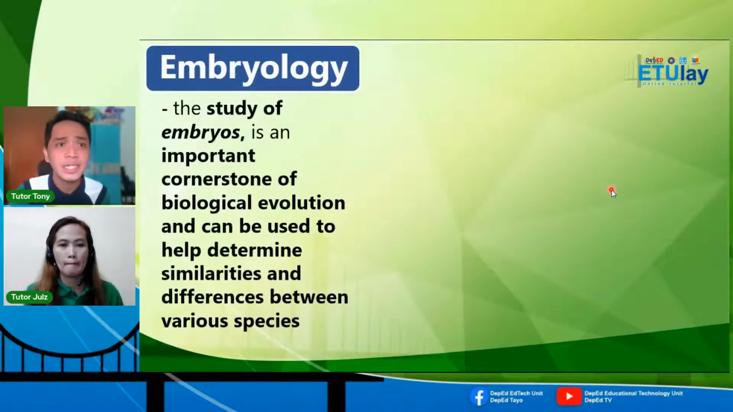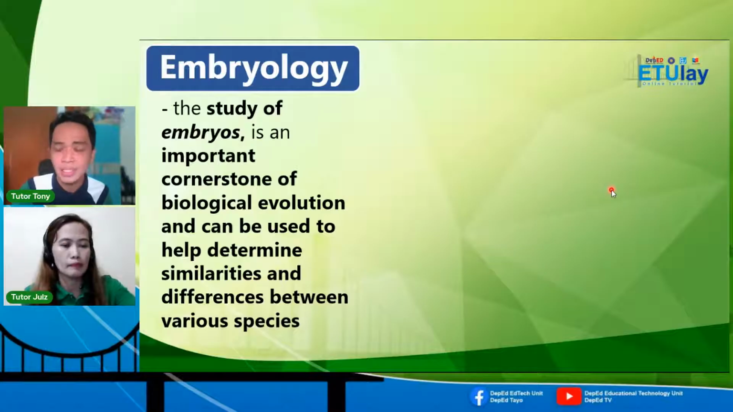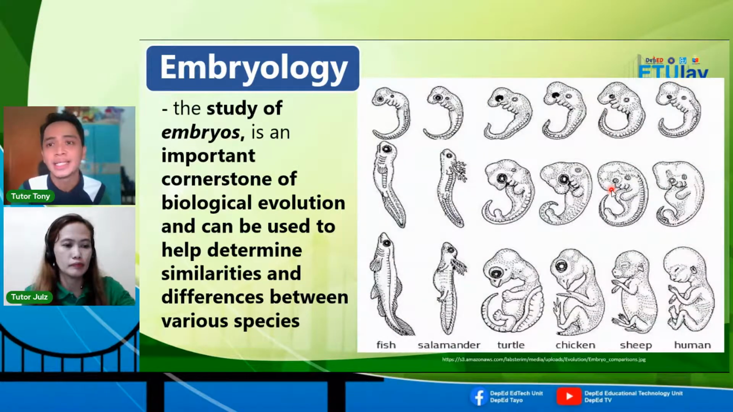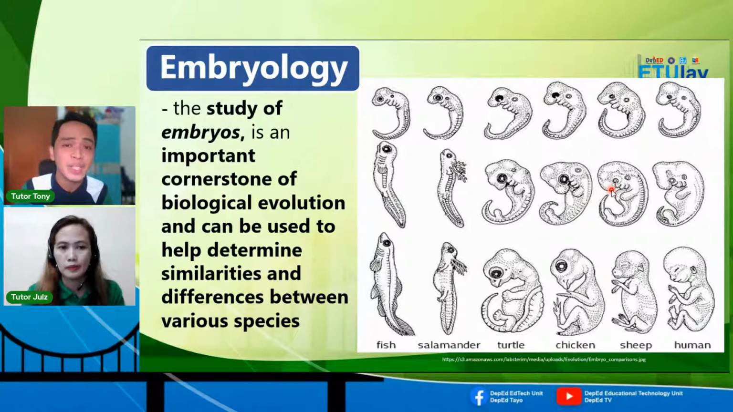The third one is called embryology. So from the word embryo, so this one is the study of the embryos. Ayan, kitang-kita nyo naman sa ating diagram. It is an important cornerstone of biological evolution at ginagamit ito para matignan yung mga similarities at differences. So aside from the DNA sequences na tinitingnan talaga, kumbaga ito yung pinaka-main concern talaga ng mga scientists. So magsisimula yan sa anatomical or sa mga physical structures, just like what is shown right here.